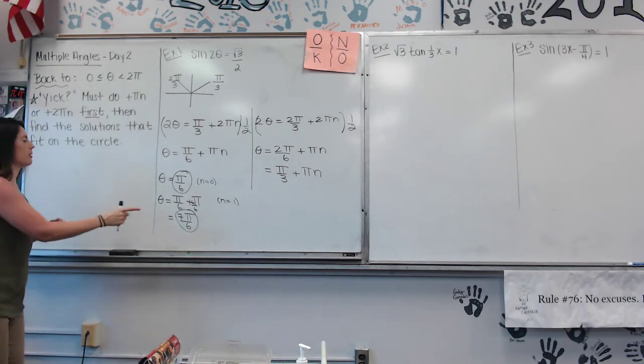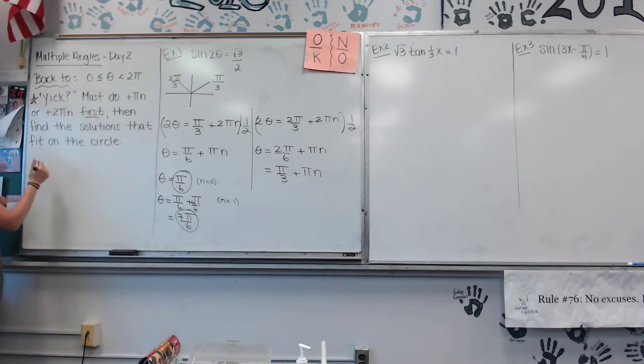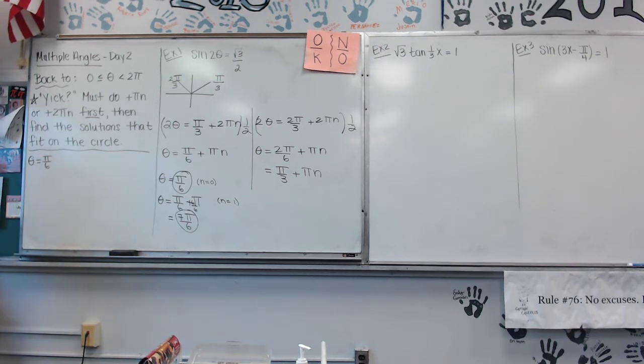So I'm going to go over here so that I don't run out of room. And I'm now going to see what happens when n is another number, like 2. So theta is going to be the pi over 6 you started with.